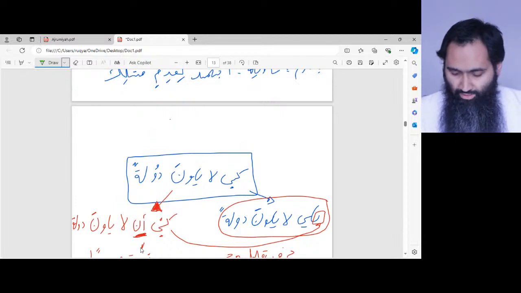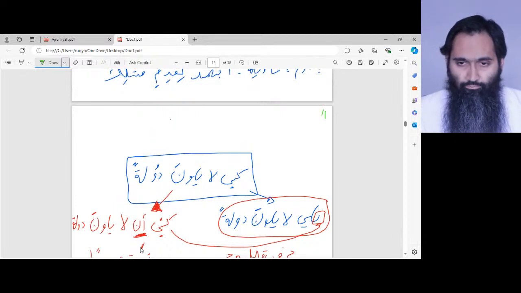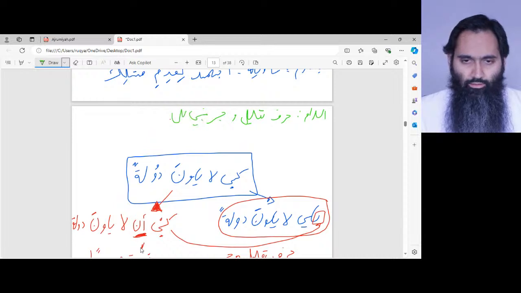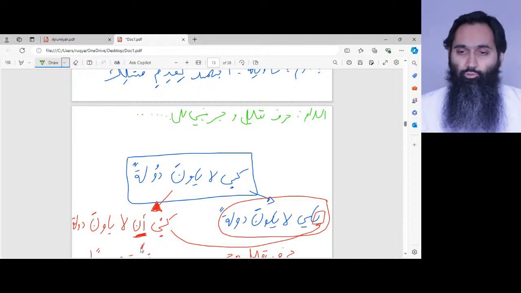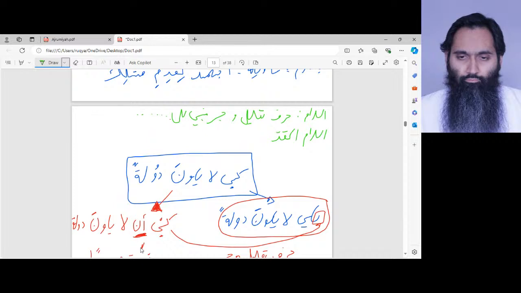So normally we would write it like this. Normally we would say lamu harfu ta'lil wa jar mabniyun ala kada kada kada la mahalla lahu min i'rab. Yes, but because we've assumed it there, we can say it like this. So if you want to be more accurate, you can say al-lamul muqaddara. No problem.